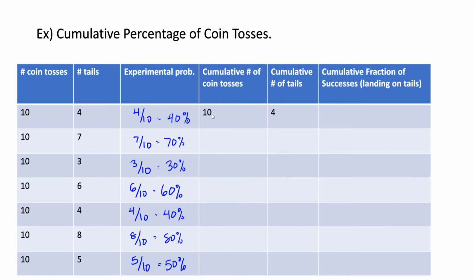So we're taking these 10 flips that we did initially, and now we're adding the next 10 flips to it. So we've done 20 flips at this point, and then at this point we'll have done 30 flips. At this point we'll have done 40 flips, and so on. For our cumulative number of tails, we're just going to take the amount of tails we got in the previous trial and add it to the next trial.